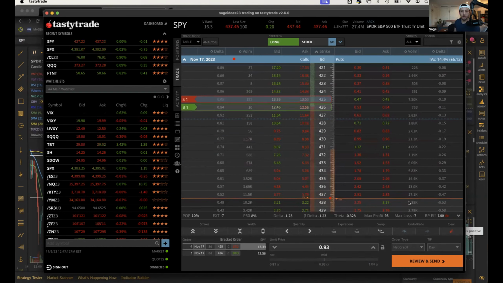So I know that the risk reward here is phenomenal. I can see that, right? Almost 10-to-1 risk reward here. This is a great trade to take if you have a very strong opinion that this will be trading all the way down to 425. Maybe you're privy to some information that we're not.